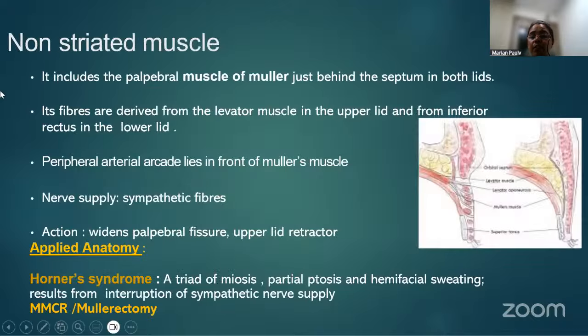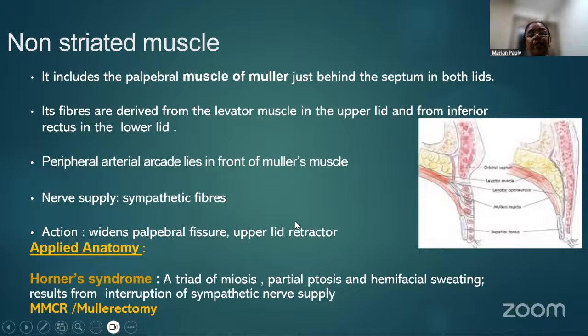Now move to the non-striated muscle. That includes the palpebral muscle of Muller, just behind the septum. The fibers are derived from the levator muscle in the upper eyelid and the inferior rectus in the lower eyelid. The nerve supply is sympathetic. The applied anatomy is that it's an upper eyelid retractor. In Horner syndrome, it's a triad of miosis, partial ptosis, and hemifacial anhidrosis, resulting from sympathetic paralysis.